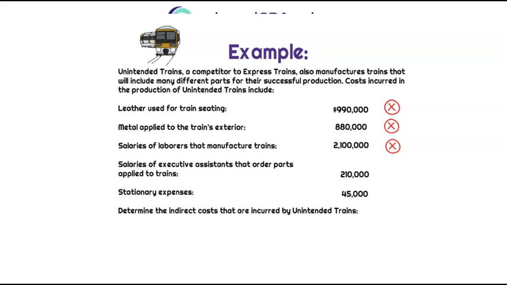the costs that are not necessarily directly traceable to the production or the manufacture of the product or the cost object. Salaries for those executive assistants and stationary expenses are going to be indirect, as we said previously. These are not going to be directly traceable. Doesn't mean they're not necessary, they are just not directly traceable to the cost object. So the answer to this question would be $255,000, the sum of the 210 and the 45.